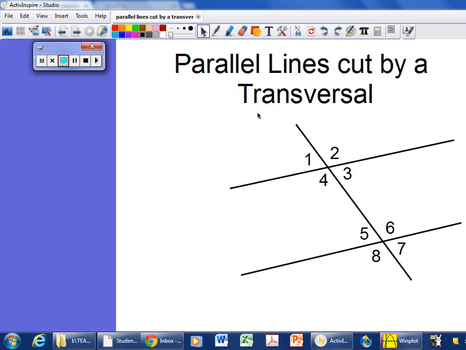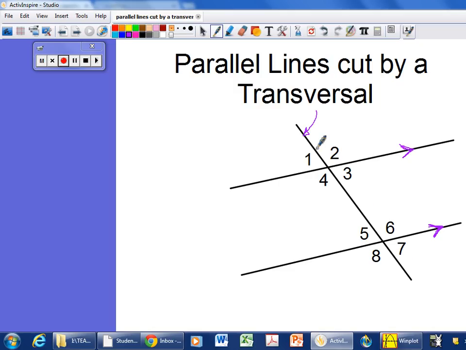But today we're going to be talking about parallel lines that are cut by a transversal. Parallel lines are obviously these ones here that have the same slope. In geometry we mark these lines as being parallel by putting arrows on them. So when two lines have arrows on them, it means that they are parallel. And this is going to be your transversal, the line that cuts across them.